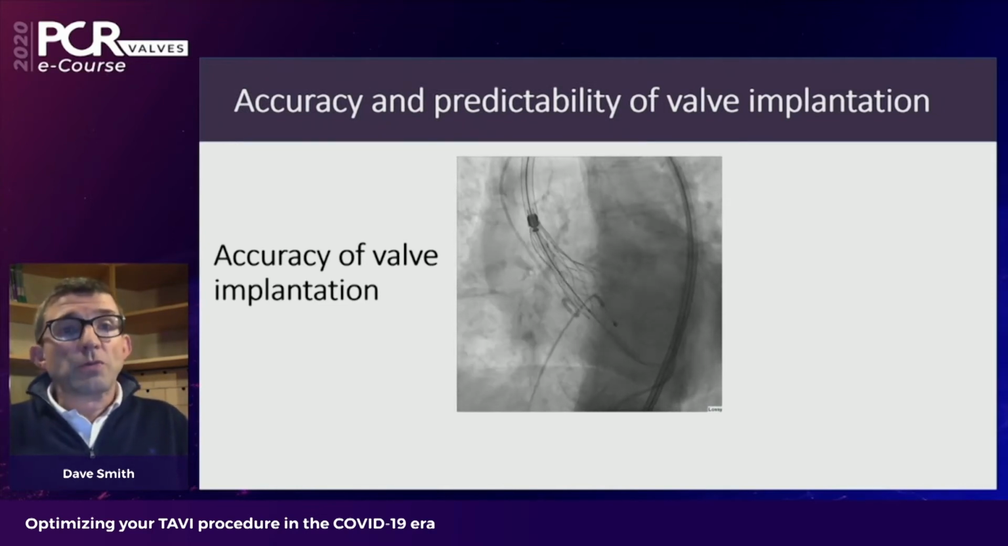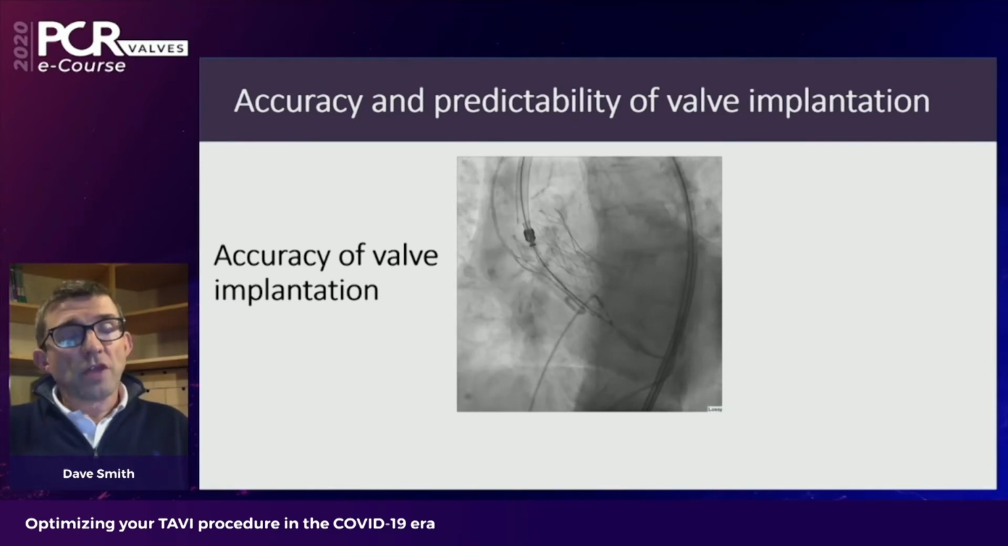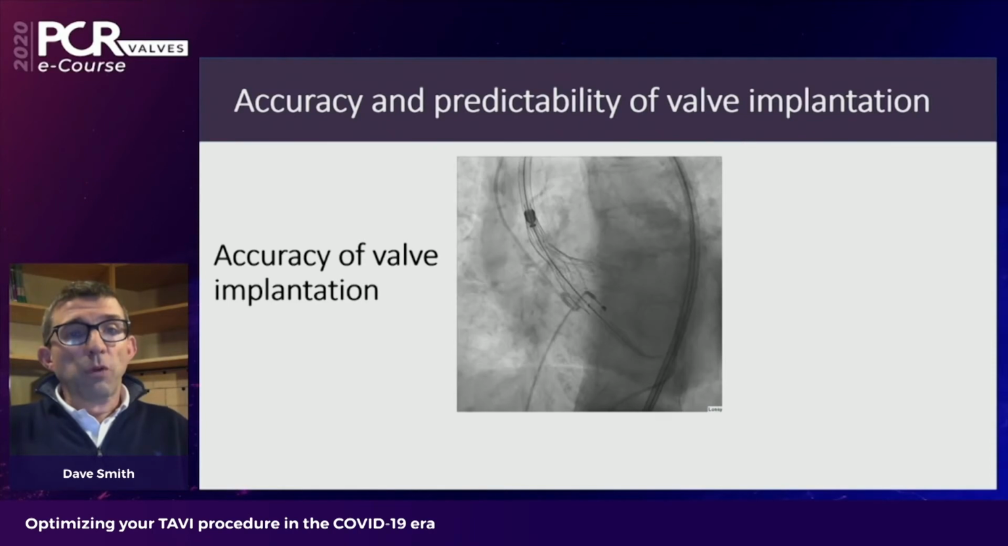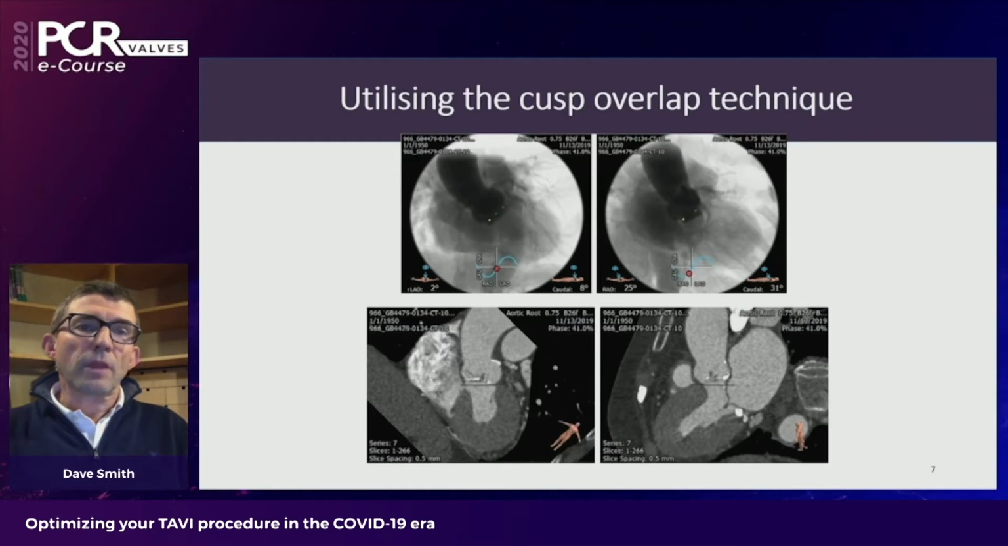If we translate this into procedural effectiveness and efficiency, you can see that this allows for stable and accurate valve deployment and implantation within the human body. If we utilize this feature of stable deployment and accurate deployment together with the now widely used cusp overlap technique, it means that we can actually allow for accurate placement of the valve in terms of depth into the left ventricular outflow tract. On the top 2 panels, you will see a 3 cusp and a 2 cusp CT view of the aortic annulus.